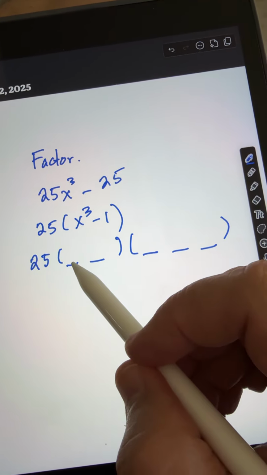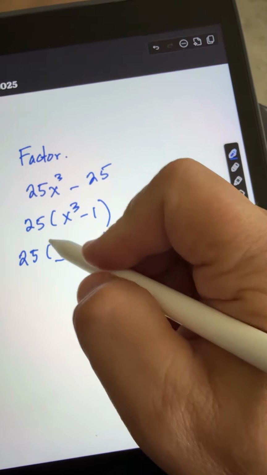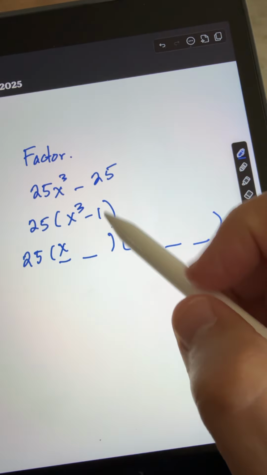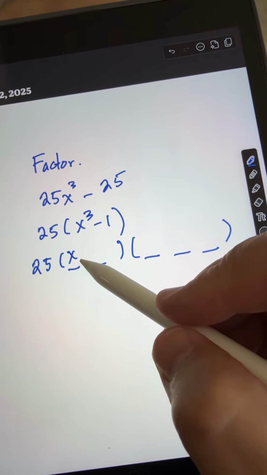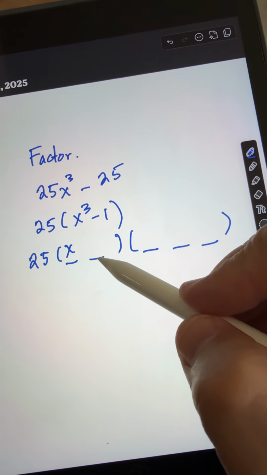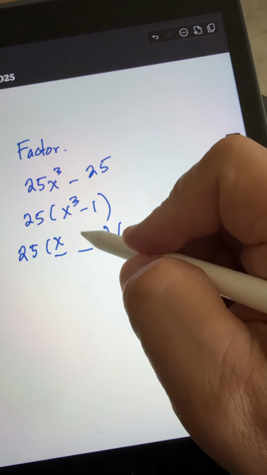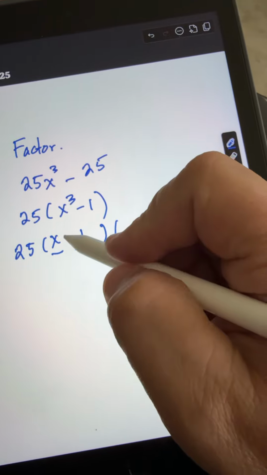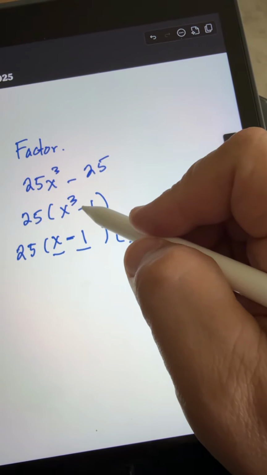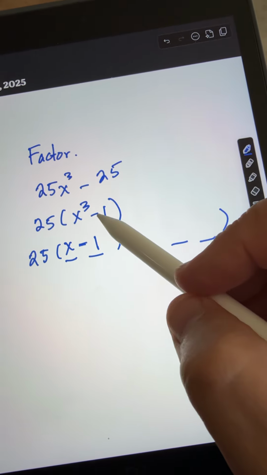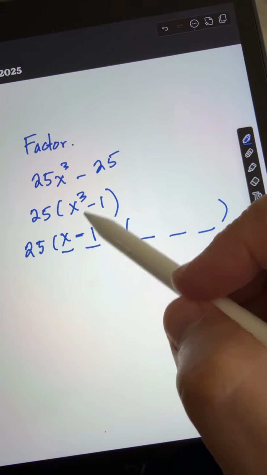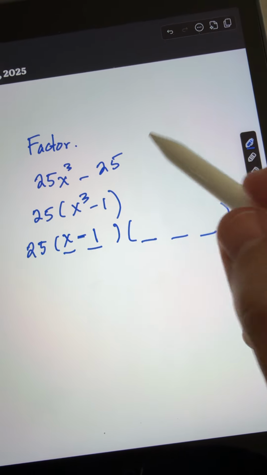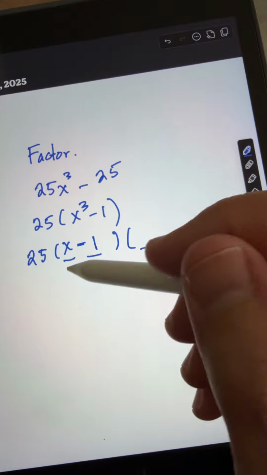The first blank is, what is it that makes that a perfect cube? Well, we said it was x, because x times x times x is x cubed. And what goes here is what makes that a perfect cube. Well, that's a 1. This sign is going to be the same as whatever's here. So if this had been an addition sign, this would have been addition here, but since it's subtraction, we have a subtraction.